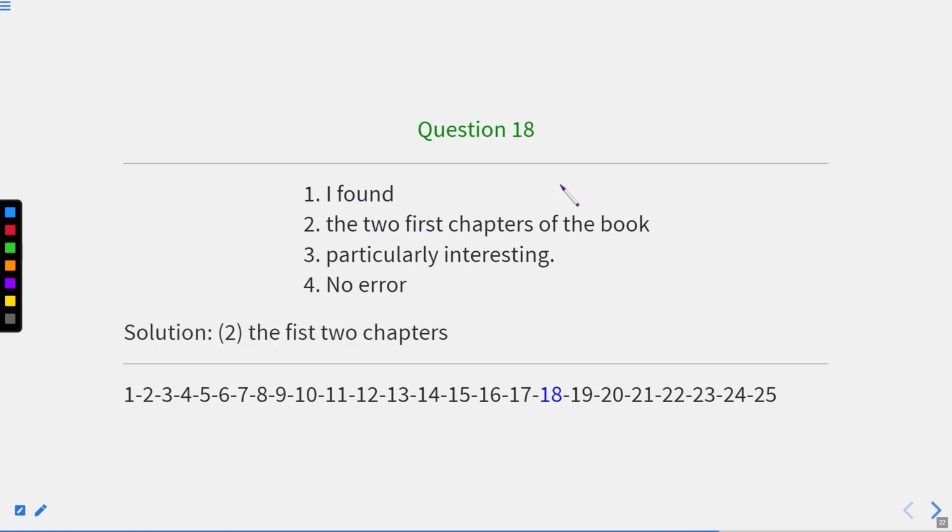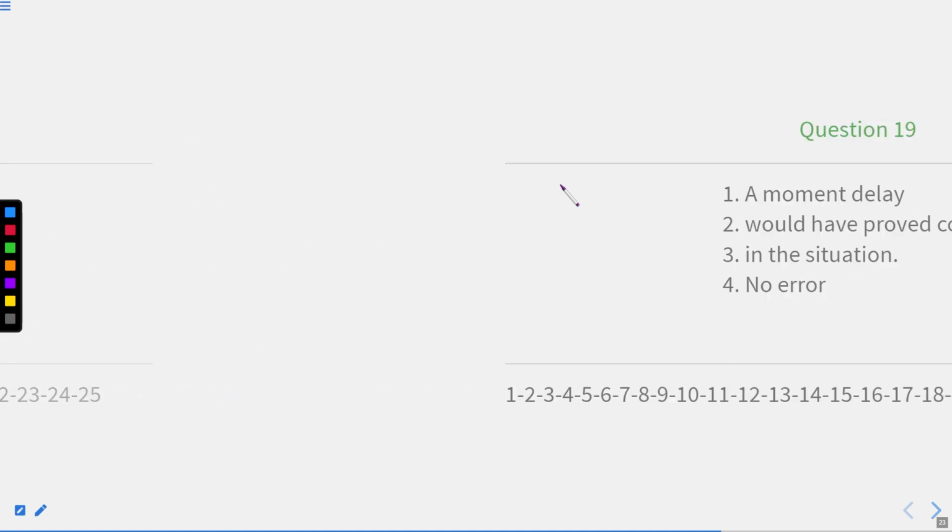So here the correct answer will be 2, because the error is in part 2, which should be rectified by the first 2 chapters. However, we need not rectify the errors. We need to only identify which part contains the error. Okay, now let us move to the next one.